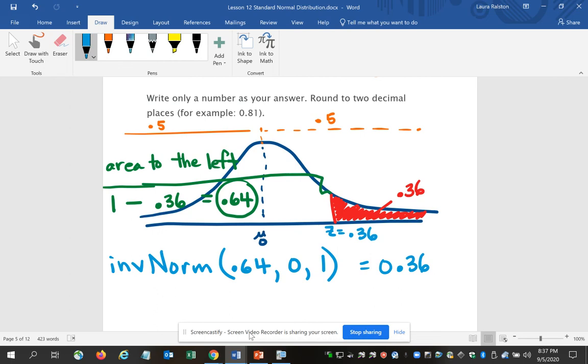I hope that this will help you in your understanding of the normal distribution. In lesson 13, the difference is that you will be given a specific value for the mean and a specific value for the standard deviation. The problems work the same way, but you use the mean that you're given and the standard deviation that you're given. But the commands in the calculator are the same.